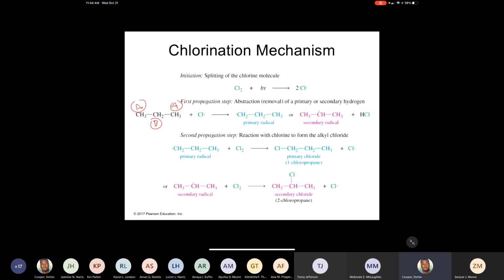And for those in class, I'm looking at propane and I'm recognizing there's only 2 types of hydrogens. There's class A here and there's class B there. Class A will be classified as what type of radical if I drew one there? Primary. So draw A. I'm going to remove 1 H for any A. So this would be a primary radical, A.